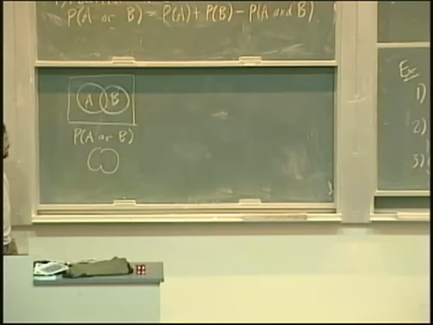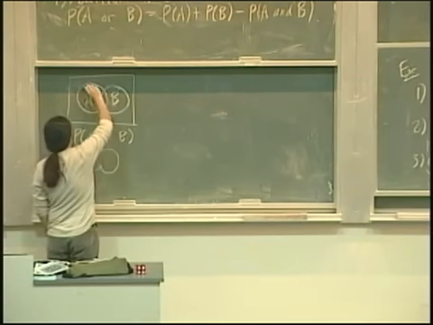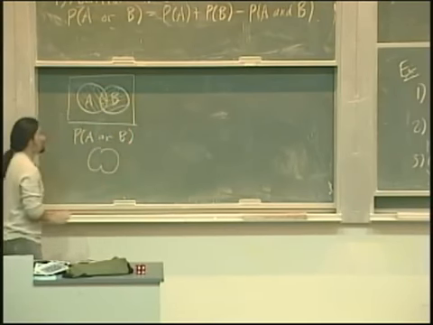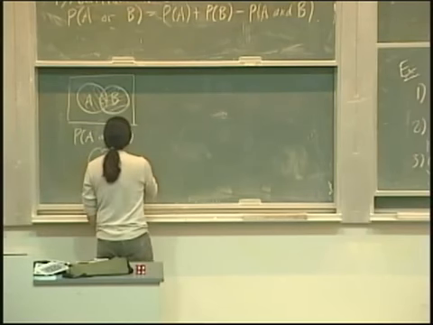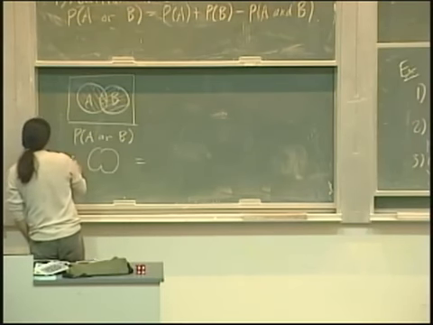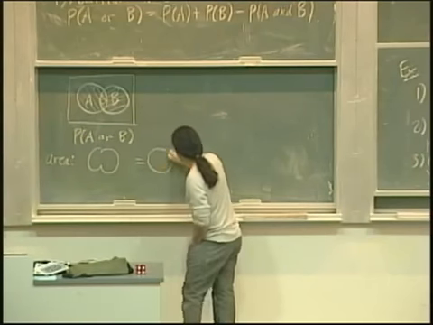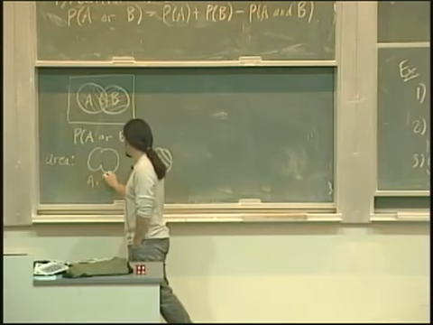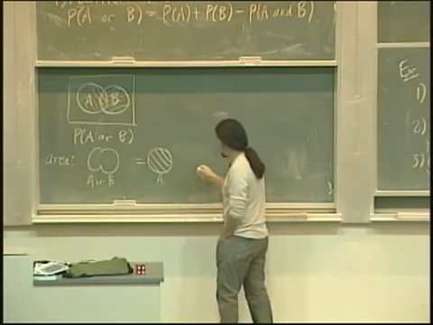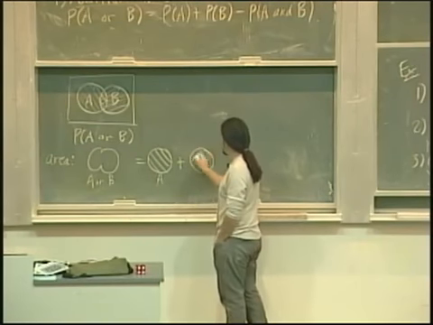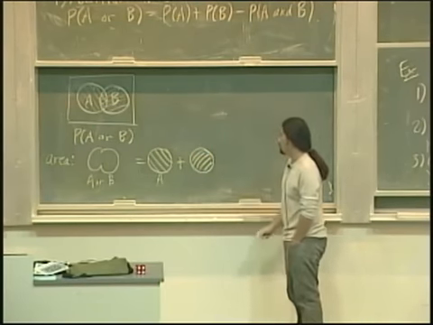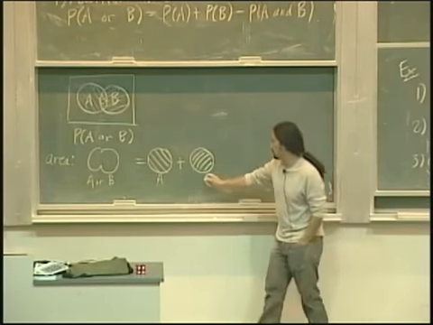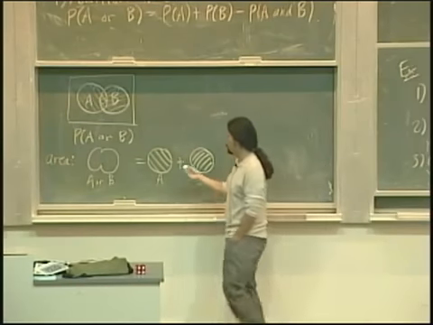So how can we get that? Well, we can get that by taking A and adding B, right? This, in terms of area, is like that area, A. So again, A or B. This is A. And add on the area that's like this. But what's the problem with just adding those together?